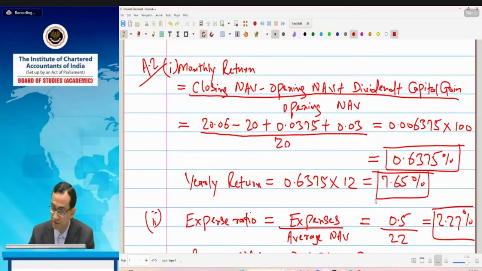Yes, Mansa, good. That is 2.27% expense ratio.